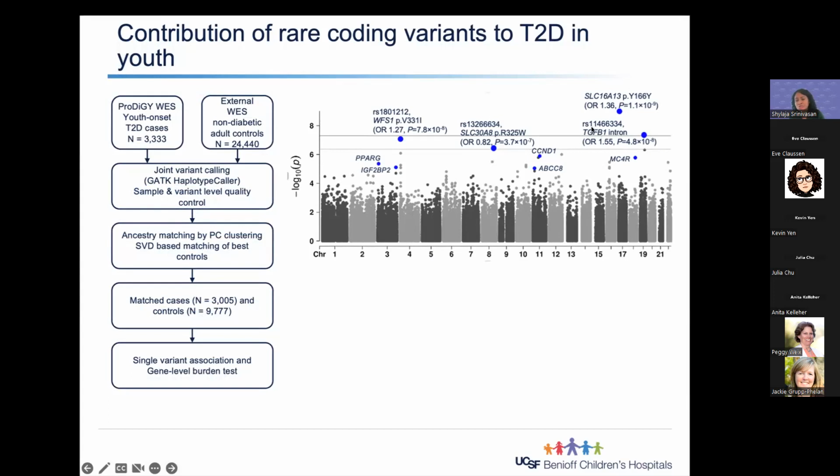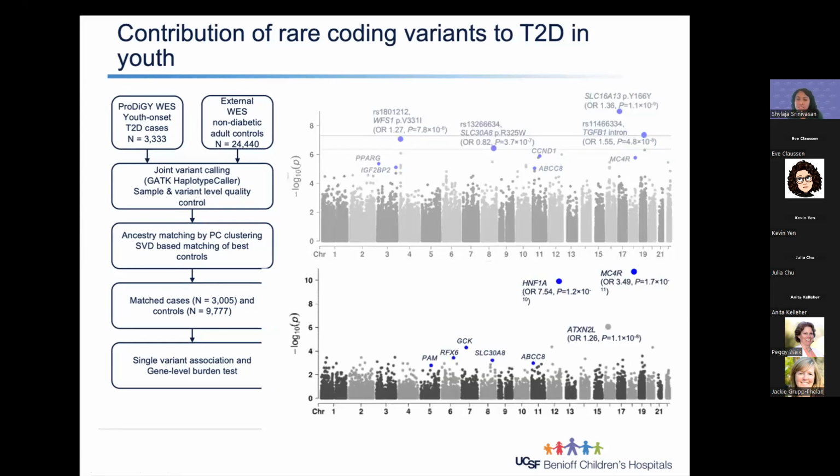And TGF beta 1, interestingly, was significant only in the African American youth. If we use a slightly more lenient exome-wide significance threshold, then we additionally had variants in WFS1 and SLC30A8 that were also significant. You can also see that the variants highlighted here also came up in the common variant analysis. And then when we did the single gene level burden test, we found that variants in HNF1 alpha and MC4R were significantly associated with youth onset diabetes with pretty high odds ratios, as you can see here.